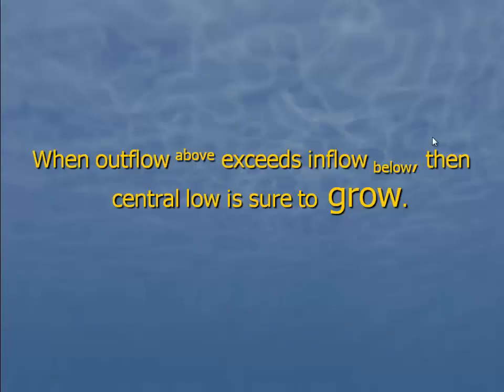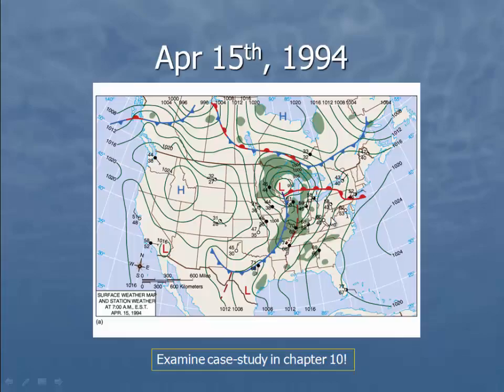So a simple way to remember this for the exam is to simply tell yourself, when the outflow above exceeds the inflow below, the surface low is sure to grow. And by grow, I mean intensify or drop in central pressure. So when upper level divergence exceeds surface convergence, the surface low pressure system will drop, intensify, grow, strengthen. All of those are synonyms in this case.